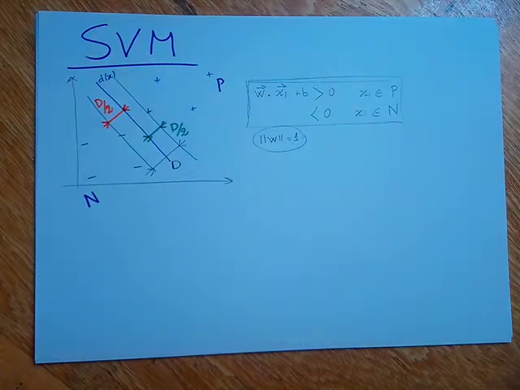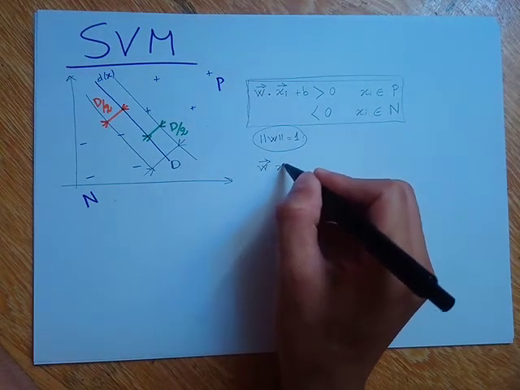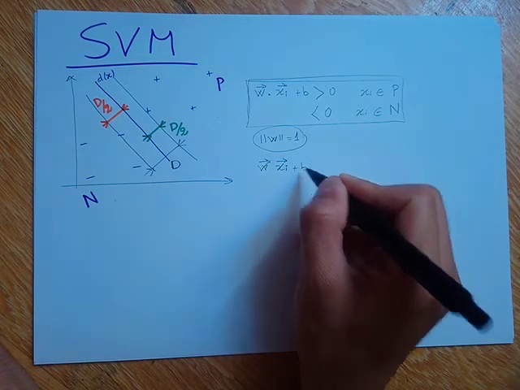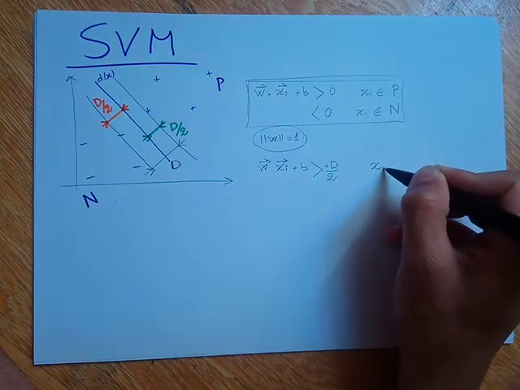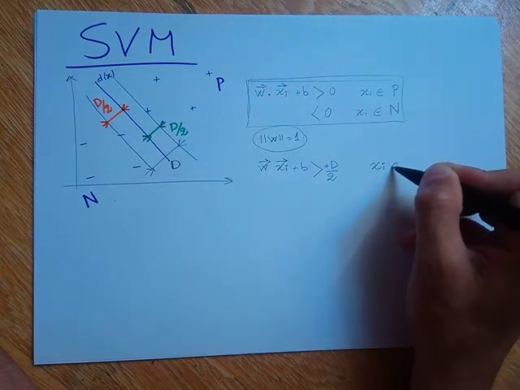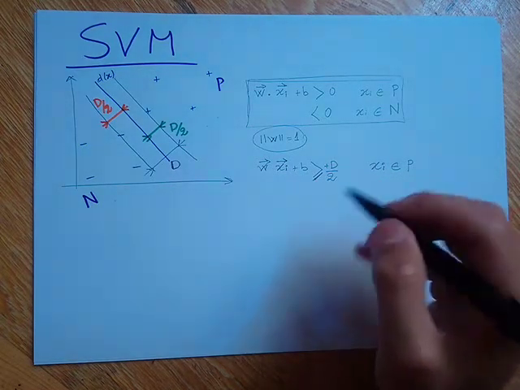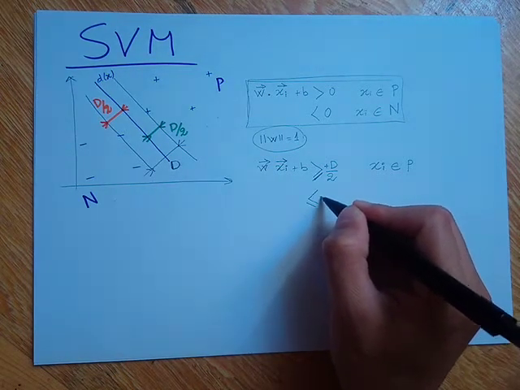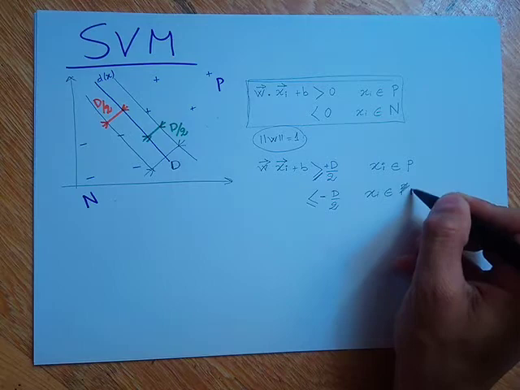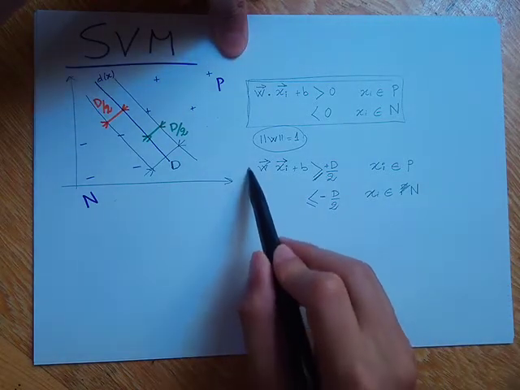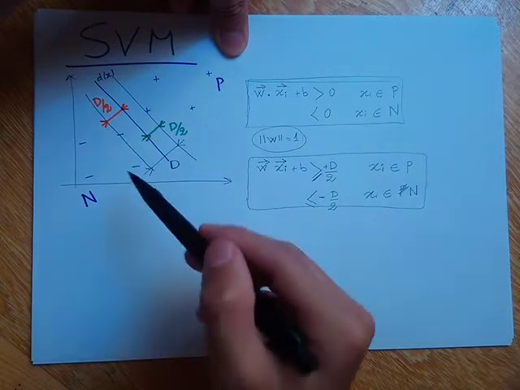Okay, so now what's the modification I should do? I think it's obvious. I could say that w dotted with xi plus b, if this is higher than or equal to plus d by 2, then I could say that the ith training sample belongs to the class P. Otherwise, if it's smaller or equal to minus d by 2, then the ith training sample belongs to the class N. This is the new modification I have for my decision rule, and there is no problem in doing that, because by observing the graph we can see that this is true.